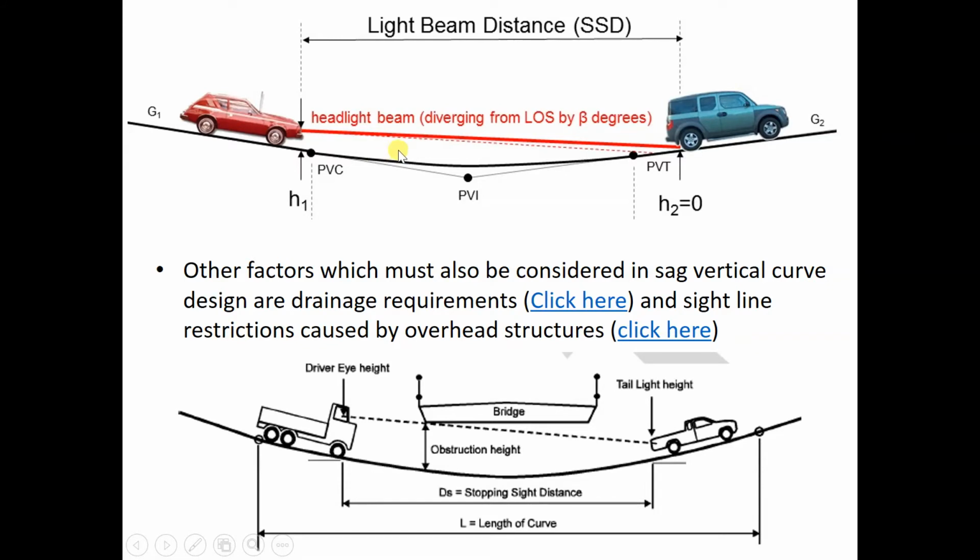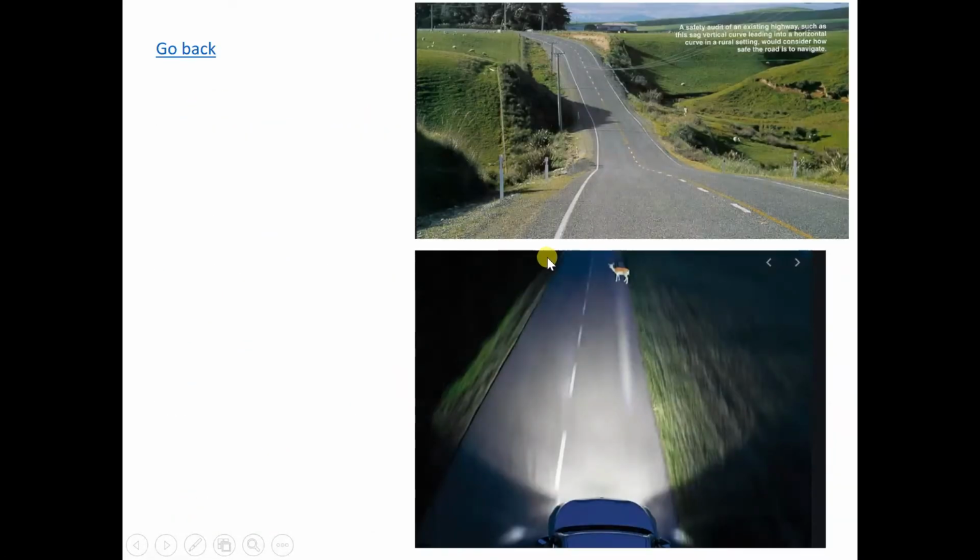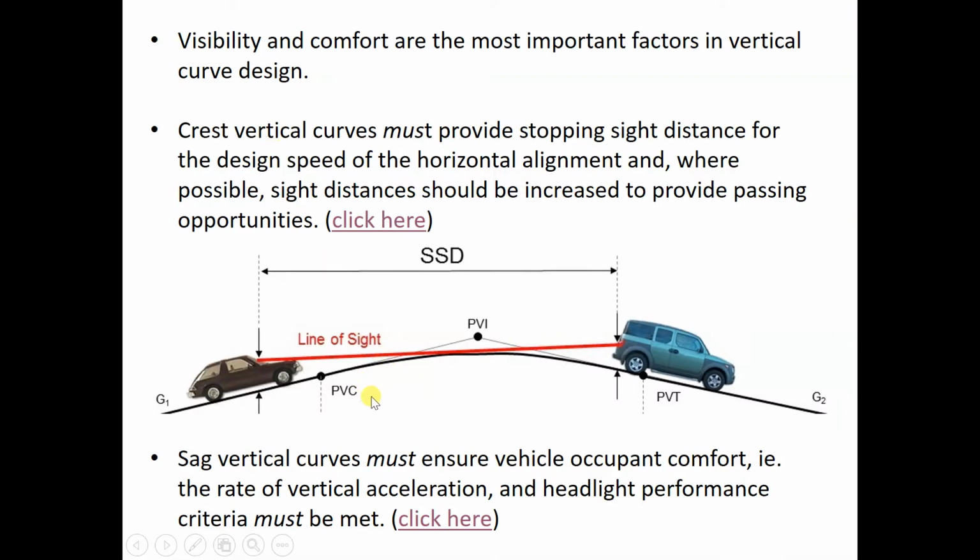And also for night travel, the headlight beam has some limiting distance. You need to be able to see how far in front, so that you can spot any hazard in front. So we need to consider the headlight beam distance as well. So you must consider comfort, and then the headlight distance.